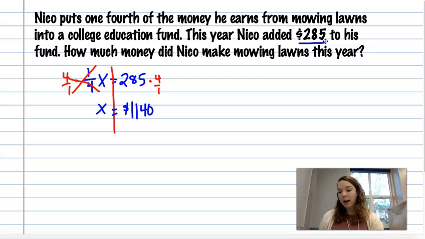But if I somehow ended up with a smaller number, like let's say I accidentally divided 285 divided by 4, let's say I got $71.25. That wouldn't make any sense. How can he put in more money than he made? So those are things to keep in mind when you're doing word problems.